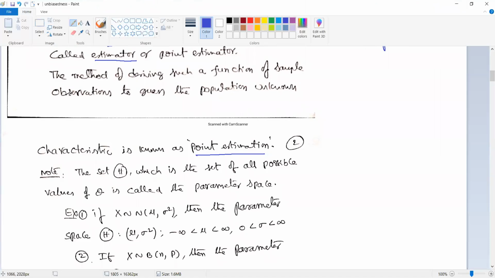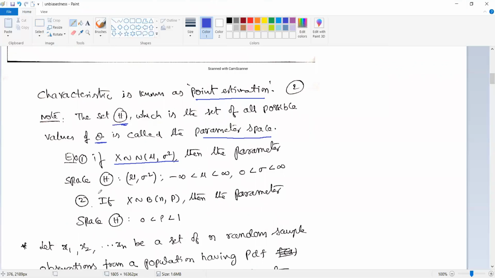Before taking these concepts, first of all, we have to define the parametric space. Parametric space means the set, denoted as capital theta. It is the set of all possible values of theta, like a sample space. For example, X follows N of mu, sigma square. Then the parametric space is mu comma sigma square, and mu and sigma square belong to the parametric space.